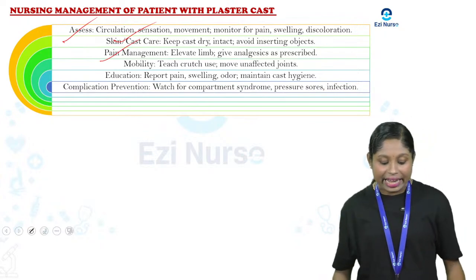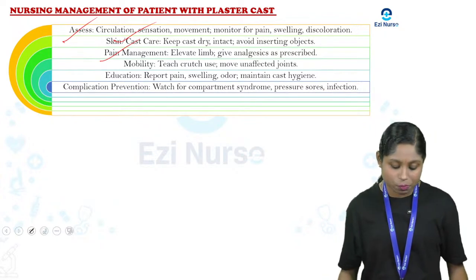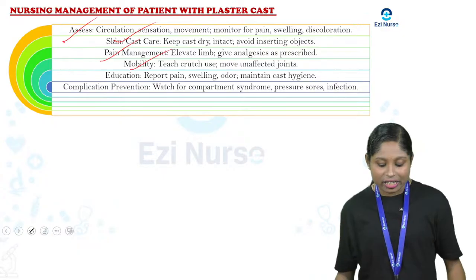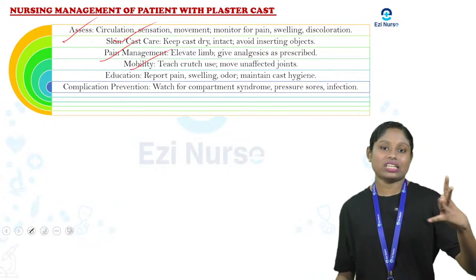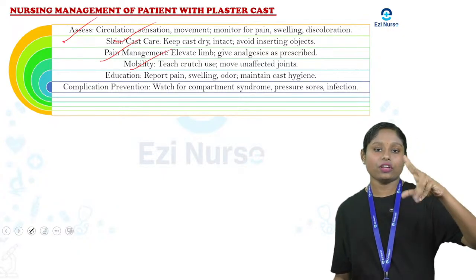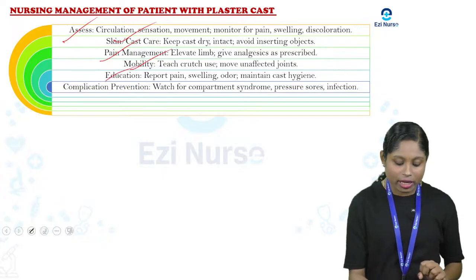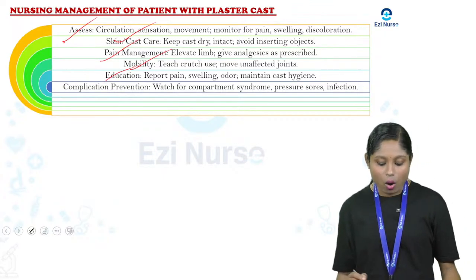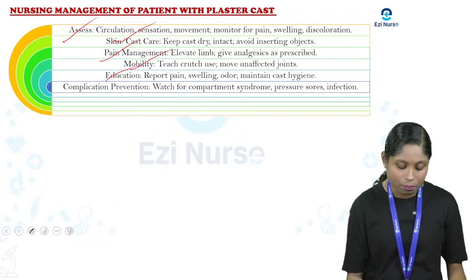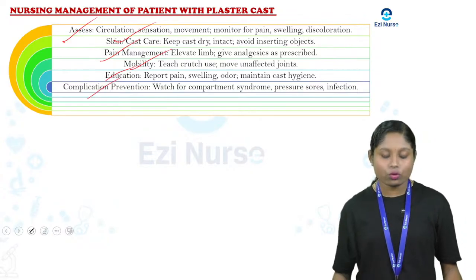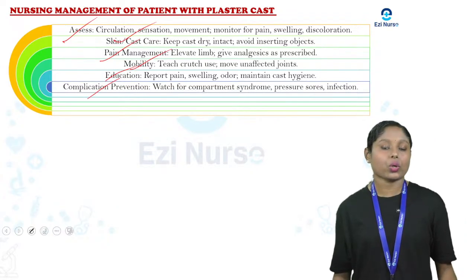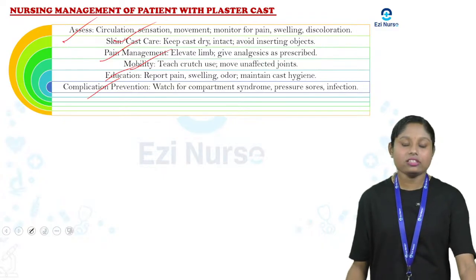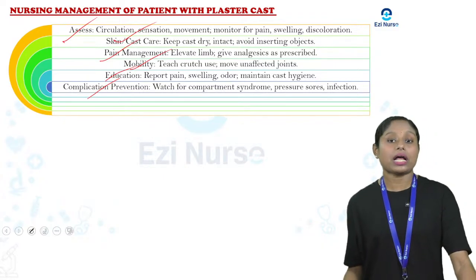Pain management: elevate the limb, give analgesics as prescribed. Mobility: teach crutch use, move unaffected joints. They need to move their joints, like fingers. Education: report pain, swelling, odor, maintain cast hygiene. Complication prevention: watch for compartment syndrome, pressure sore or infection. So this is the nursing management of patients who have a plaster cast.